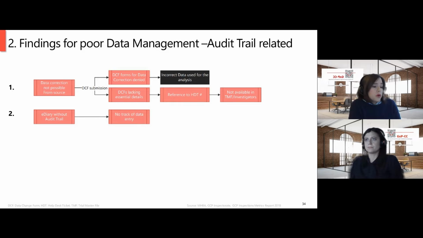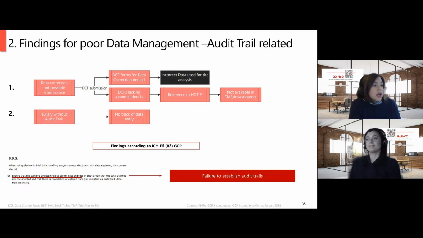The second problem of this setup was the e-diary did not have an audit trail functionality, meaning that nobody could track who would enter the data at any point. And as I mentioned in the beginning, both investigators and patients had the possibility to enter data. So this created a big confusion, because nobody could trace back who had entered data. Of course, here the finding was that there was failure from the sponsor's part to establish audit trails which are able to track and record data capture and changes.